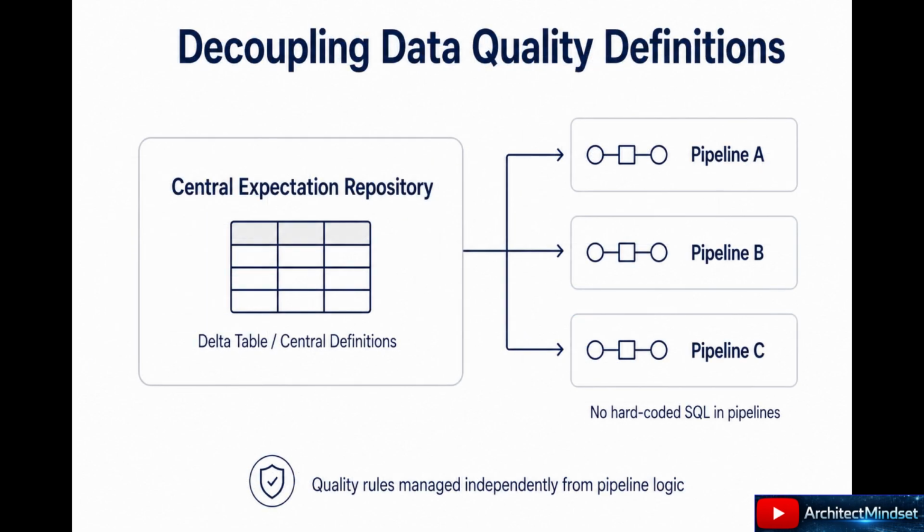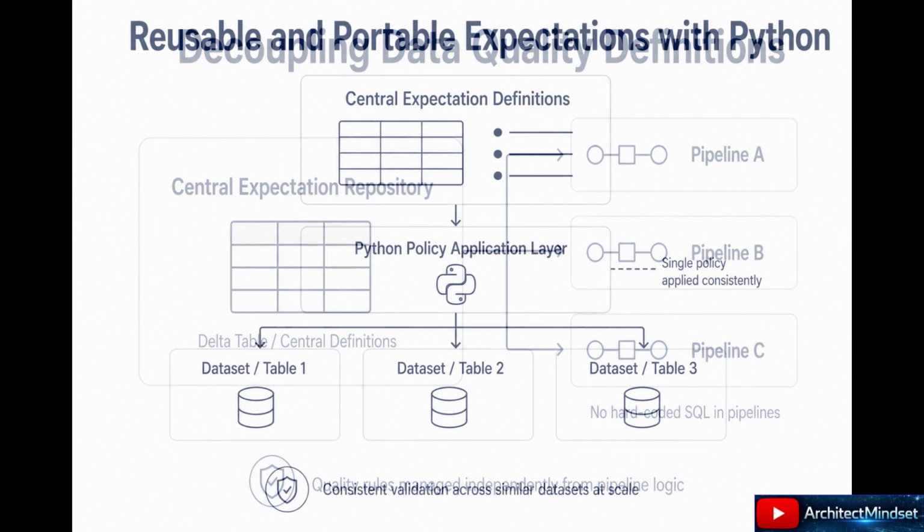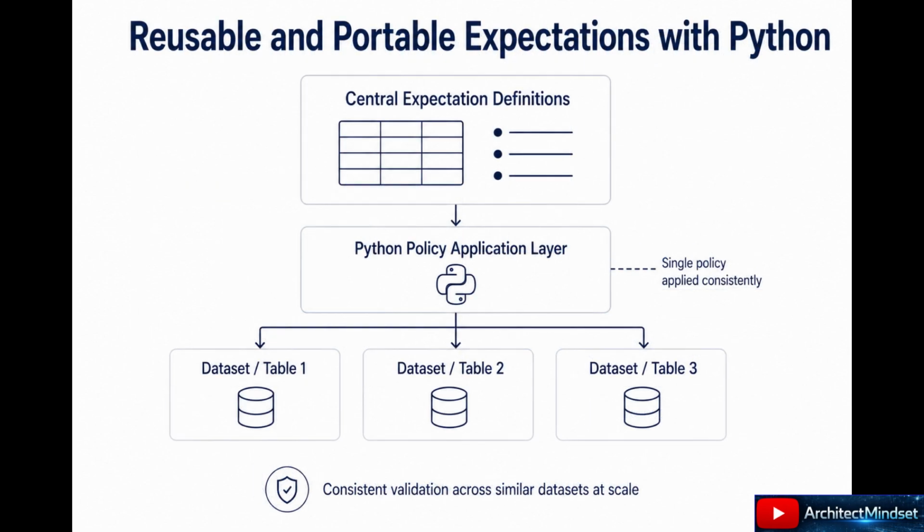To avoid hard-to-maintain pipelines, it is better to store your expectation logic in a separate repository rather than hard coding SQL strings into every pipeline. This practice allows you to update, audit, and maintain data quality rules without modifying the underlying transformation logic of your pipelines. Use Python to dynamically inject these expectations into multiple tables, ensuring consistent validation across similar datasets.